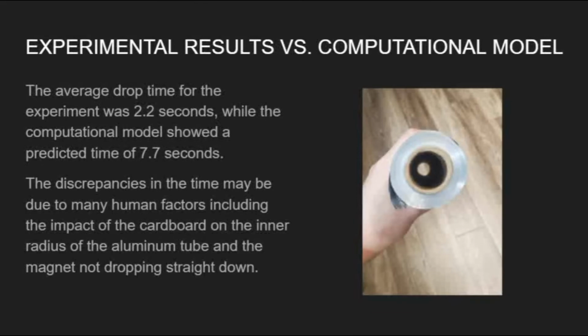The average drop time for the experiment conducted was 2.2 seconds, while the computational model showed a predictive time of 7.7 seconds. The discrepancies may be due to many human factors, which include but are not limited to the impact of the cardboard on the inner radius of the aluminum tube interfering, and the magnet not dropping exactly straight down.